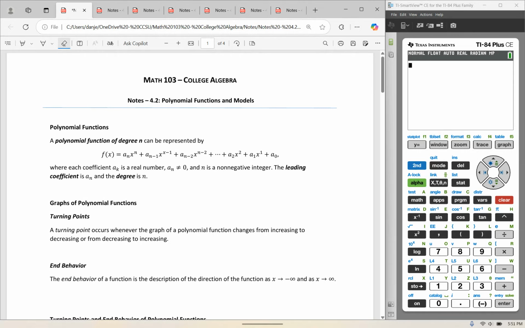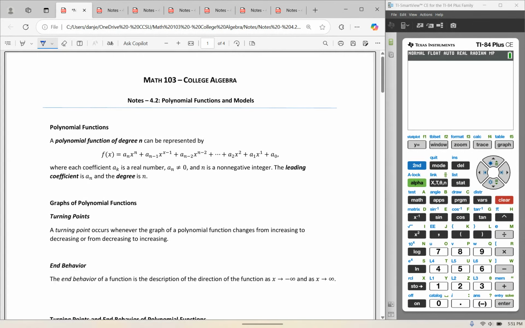So we've talked previously in class about how a polynomial function of degree n can be represented by this expression, okay? And I don't want you to get freaked out by that. We've talked about this before, that if I say f of x equals ax squared plus bx plus c, that's my typical parabola. A cubic function, f of x, is ax cubed plus bx squared plus cx plus d.